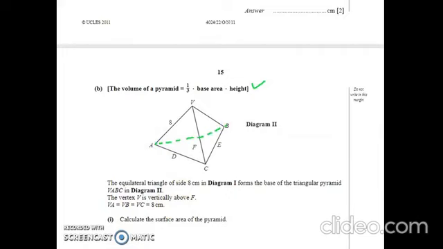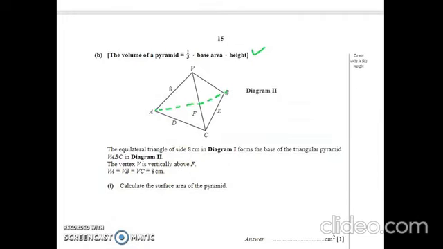So just to get a clearer picture. The vertex V is vertically above F. VA, VB, VC, all of them are 8 centimeters. So even this is 8, this is 8, and this is 8. If we look at it that way, that's basically the slant length, which is 8, equal in all the cases.